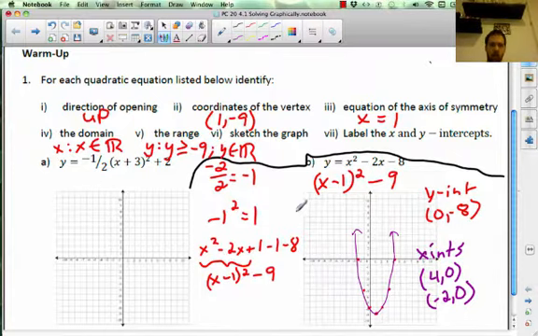Okay, so here are your answers. Hopefully everything looks good. This is the work for completing the square.